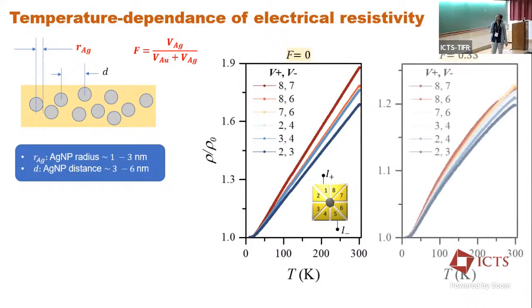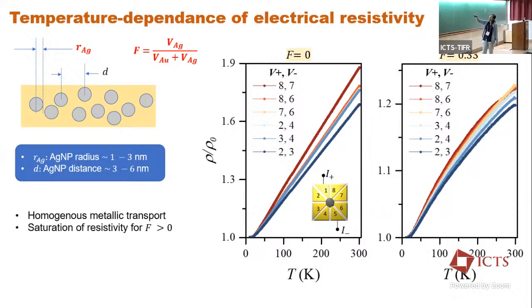And now when we put some amount of silver, which means a finite non-zero F, we see that we do have a metallic transport. All the channels are reducing resistivity with decreasing temperature. But we see that the transport is not as metallic as gold, and we start seeing a saturation of the resistivity at higher temperatures. So we have solved the first challenge of making a matrix like this, and we also start seeing signatures of the non-triviality of the transport due to the embedding of silver inside the gold.